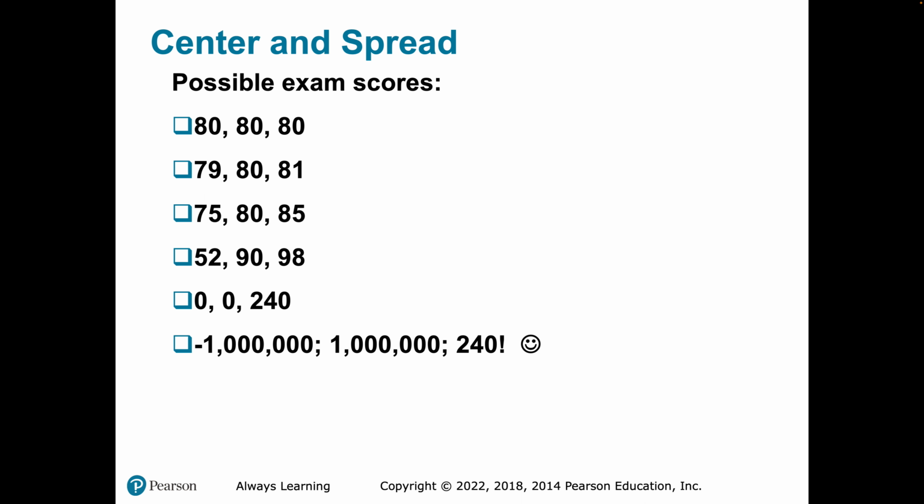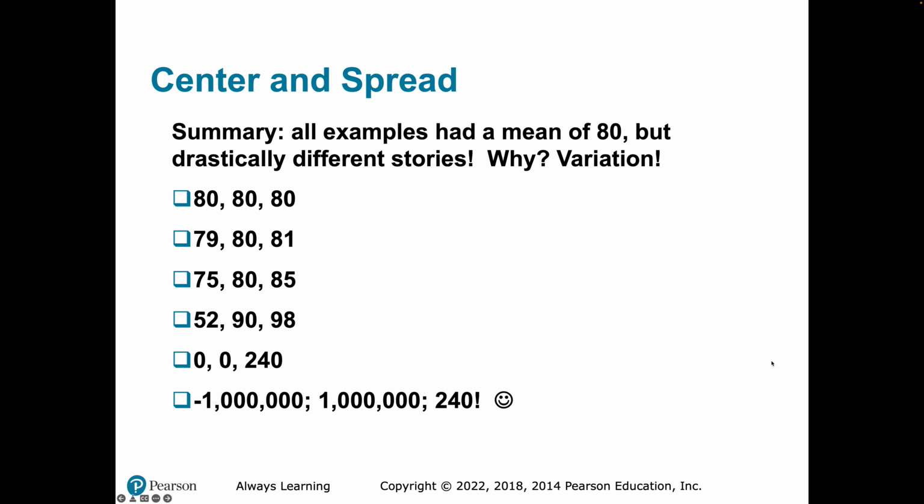Well, you can see that if we summarize this, all the examples had a mean of 80, but they told drastically different stories. Why? Because of the variation. 80, 80, 80 varied none whatsoever. 79, 80, 81 varied a little bit. It varied more than 80, 80, 80, but it doesn't vary as much as the third example I gave you, 75, 80, 85. And if you want to get down to complete chaos and variation, look at the last set of 3 numbers: negative a million to 240. That's it, just crazy variation.